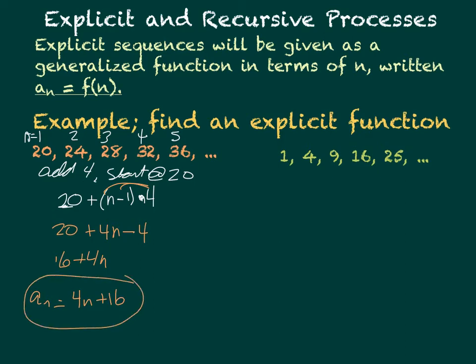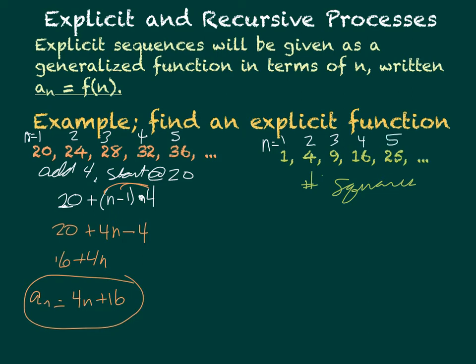The next example here, 1, 4, 9, 16, 25. This one seems fairly straightforward to me. It looks to me like it's just a number squared. Because 1 squared is 1, 2 squared is 4, 3 squared is 9. So if we recall that our n's, this is my first n, second n, 3, 4, and 5.